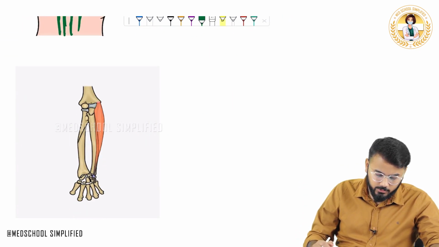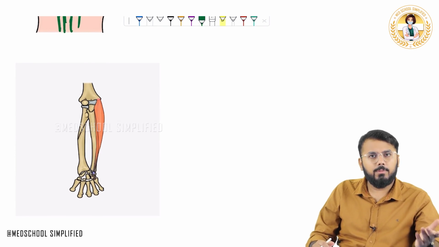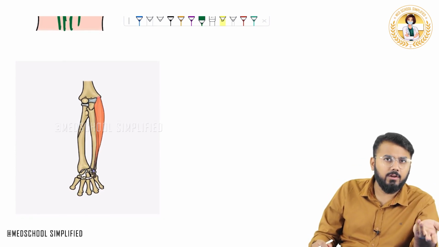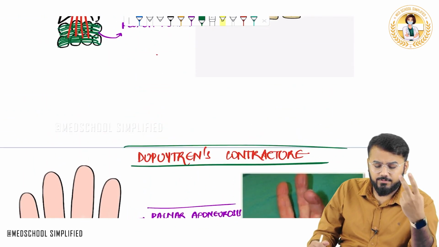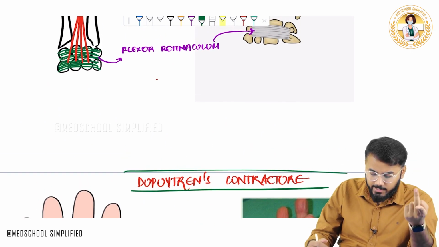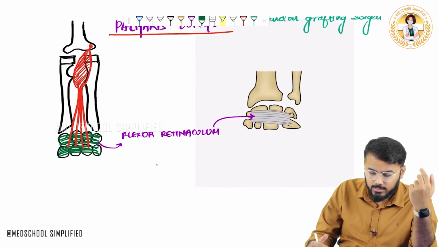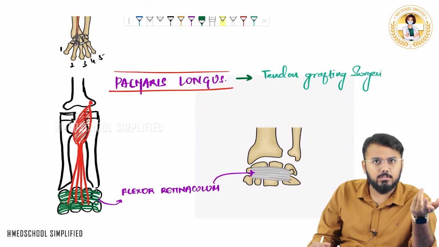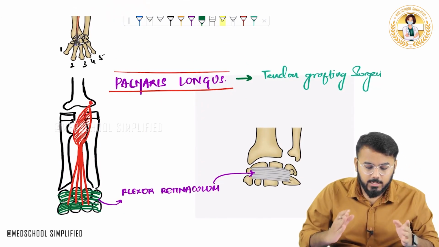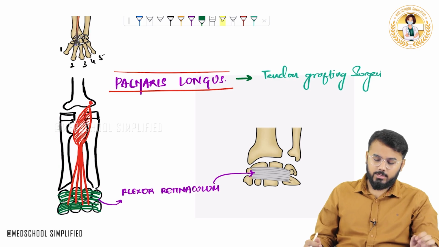This is one of the very important clinical points. So in the palmaris longus tendons, I've just told you two clinical points. One is Dupuytren's contracture, and the next one is tendon grafting surgeries. For tendon grafting surgeries, we basically use this particular tendon here.